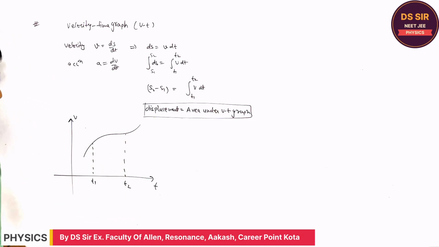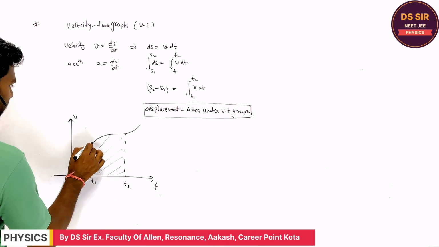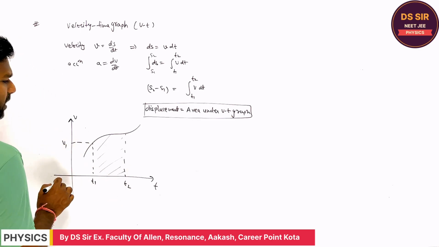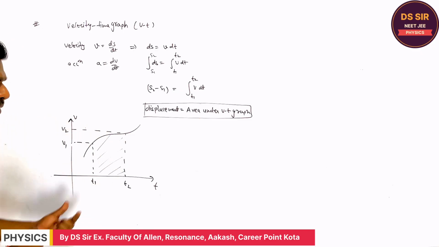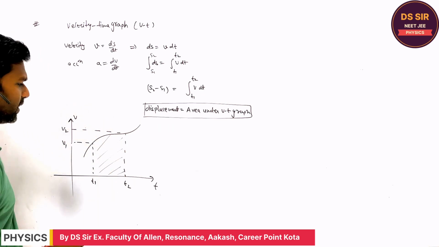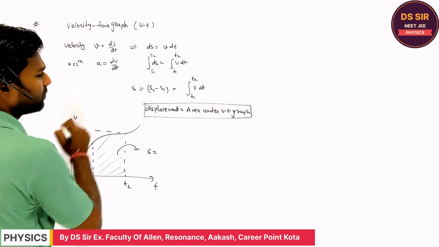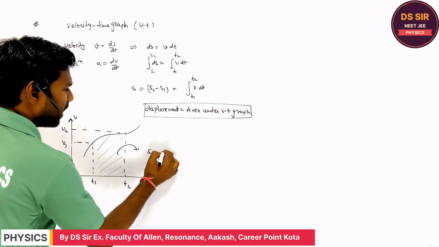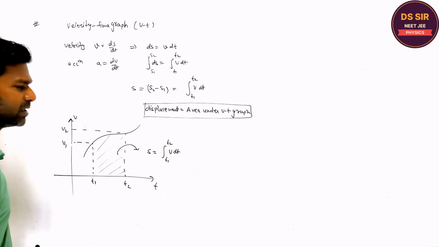If you see the area from t1 to t2, here at t1 the instantaneous velocity is v1, here the instantaneous velocity is v2, and from t1 to t2 if you want to find the displacement of the particle, so the displacement of the particle, that is s2 minus s1, is nothing but the area from t1 to t2. Is it clear or not?